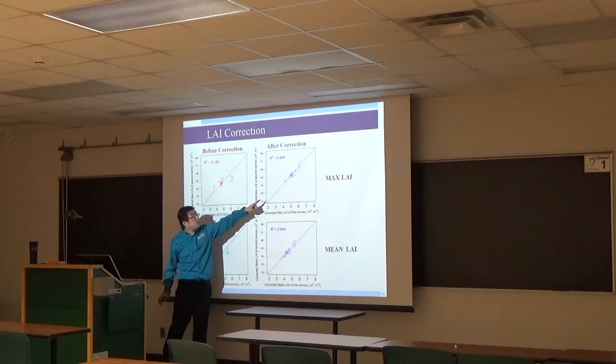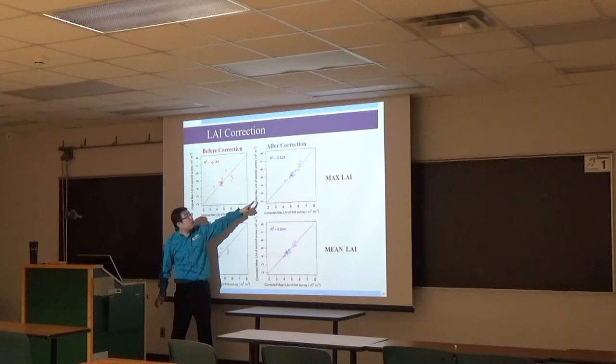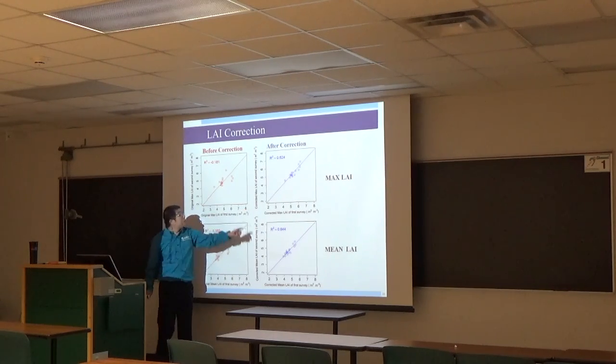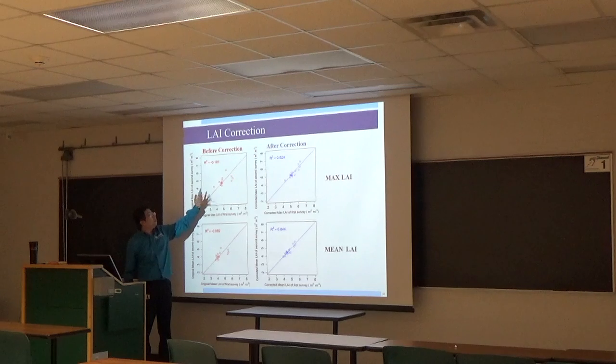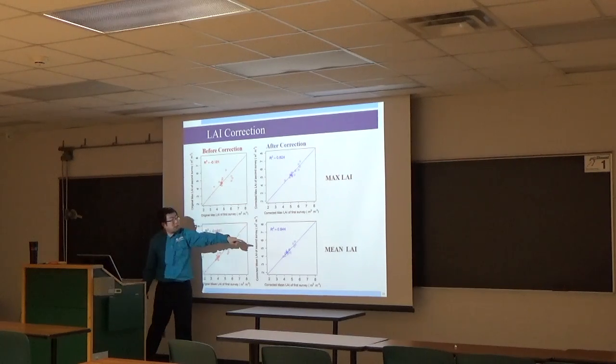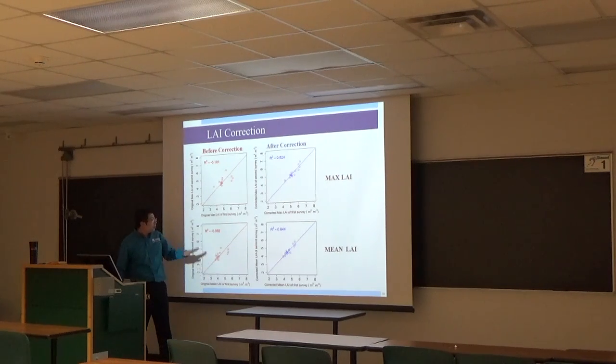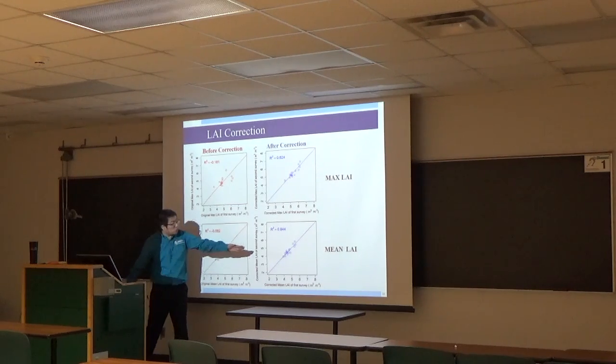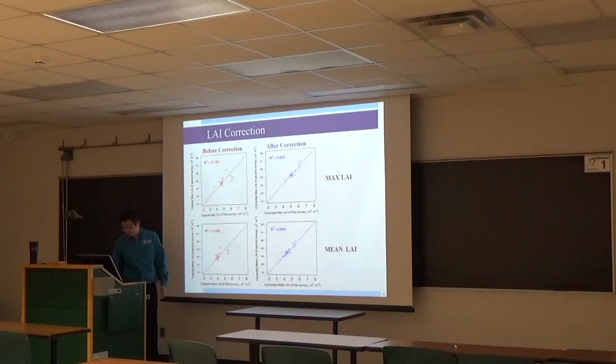You see the correlation between the first survey and second survey is pretty similar. And before that, there was barely any relationship between the LAI in the first survey and second survey. And same for the mean LAI. No relationship before correction and strong relationship after correction.